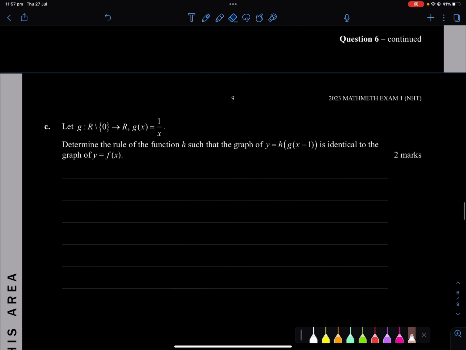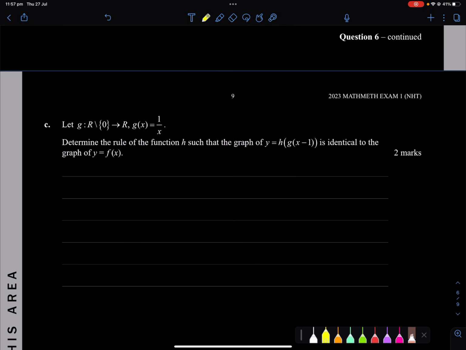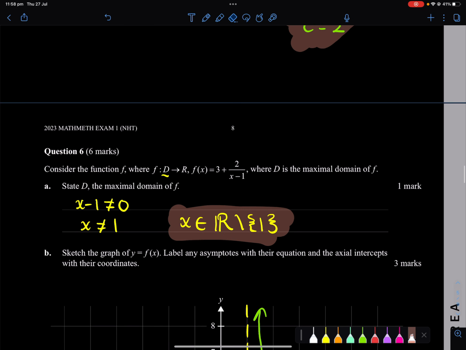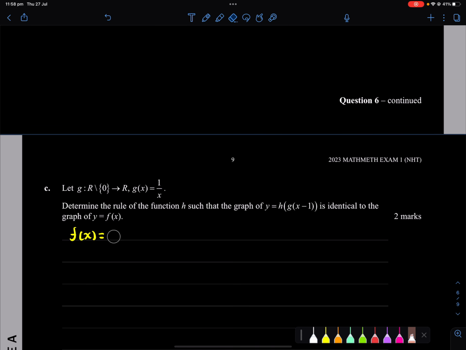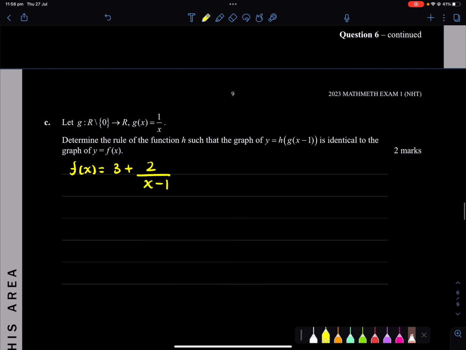Okay. Now let's look at C. Let g be defined on all reals with the exception of 0. Okay, g of x is this. Determine the rule of the function h such that the graph of y equals h of g of x minus 1 is identical to the graph of f of x. So, we know f of x. What is f of x? It's 3 plus 2 over x minus 1. Yep, x minus 1.